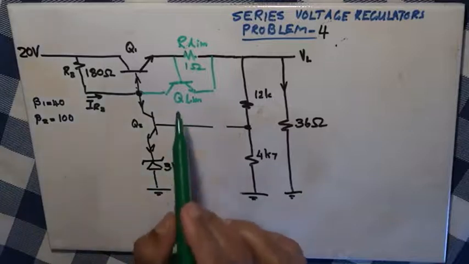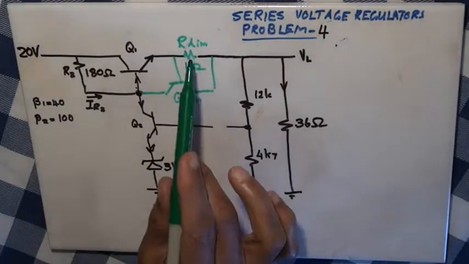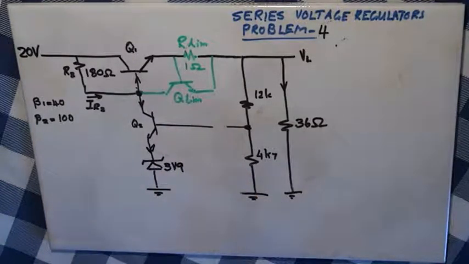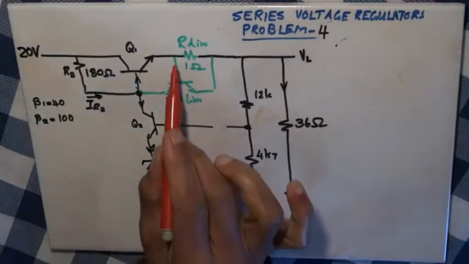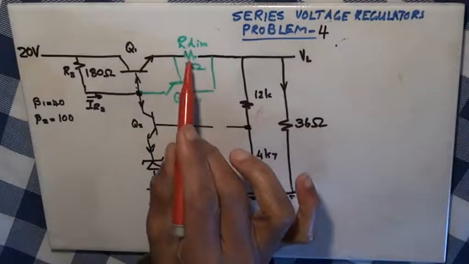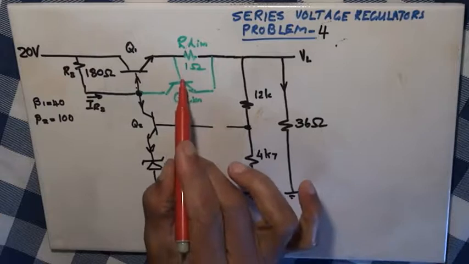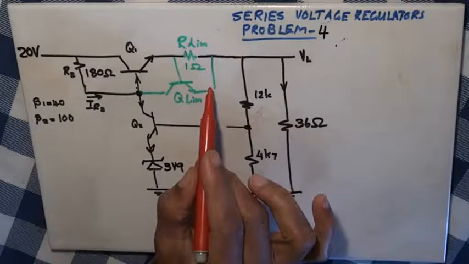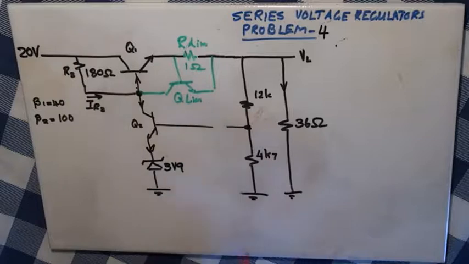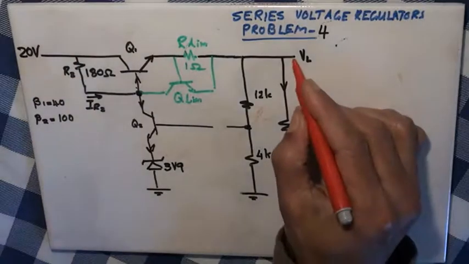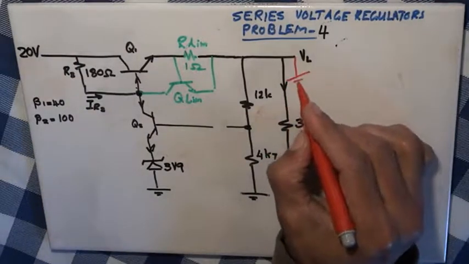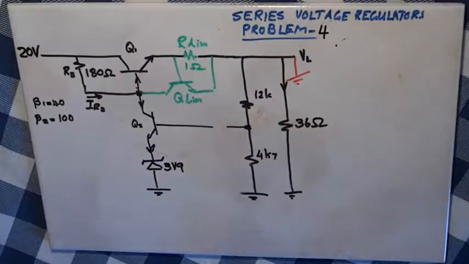We need to find the operation of Q limit and R limit. When is it going to get activated? In the normal operation, the load current is flowing through R limit, but the voltage between base and emitter is not sufficient to switch on Q limit. But in case there is a short circuit, what happens?